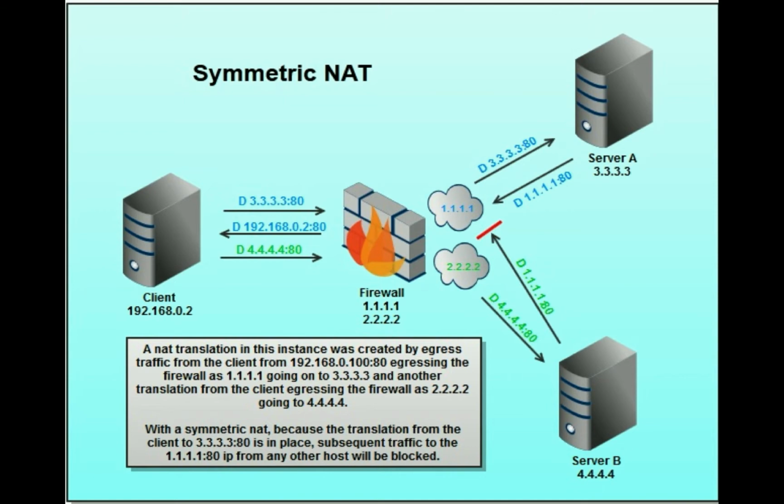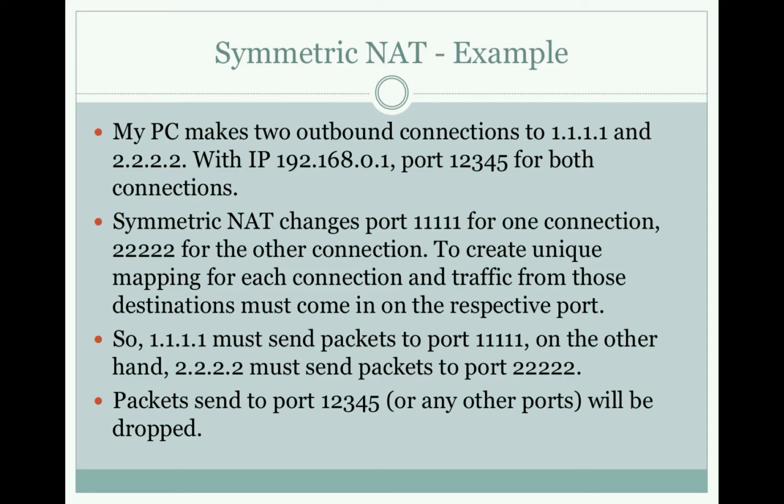Finally, symmetric NAT will only allow the mappings in the table to be used by the original destination address when it responds back to the original request. An example would be, let's say my PC makes two outbound connections to 1.1.1.1 and 2.2.2.2 with private IP and port number 12345 for both connections. The symmetric NAT changes the port to one value for one connection and another for the other connection, and these port numbers are generated randomly, so it creates a unique mapping for each connection, and traffic from those destinations must come in on the respective port.